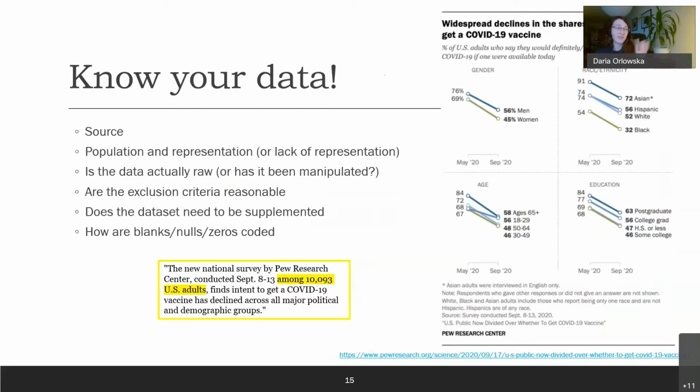We also have a note here that Asian adults were interviewed in English only, which can bring up questions of how was the translation? Did they really understand the questions that were being asked? We also have Hispanic individuals. Were they also interviewed in English only?